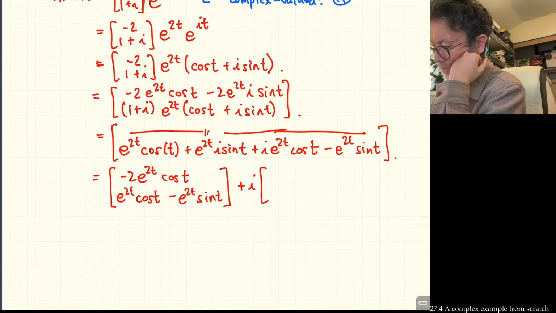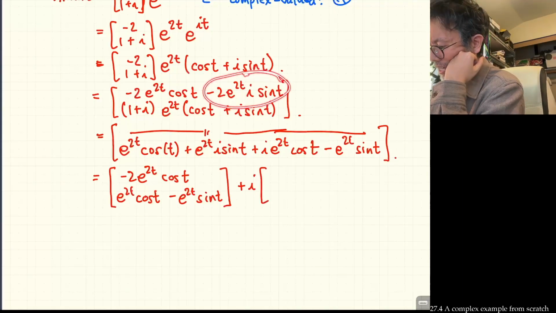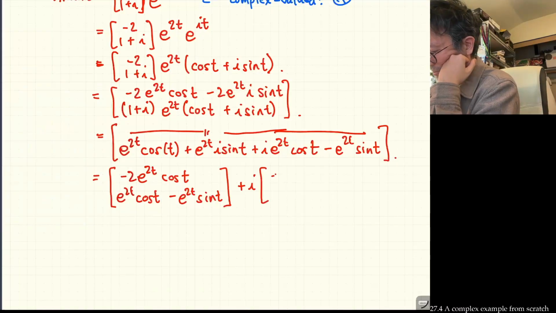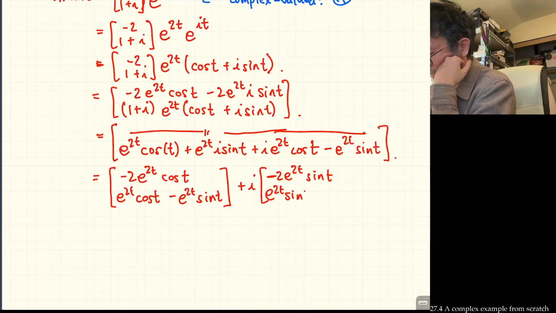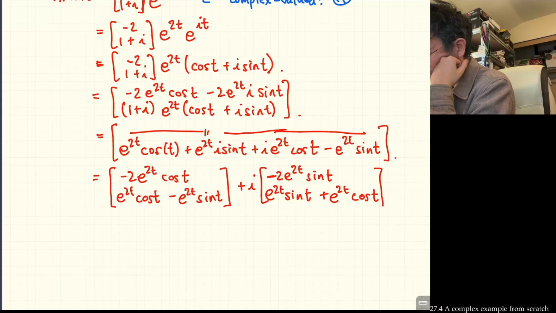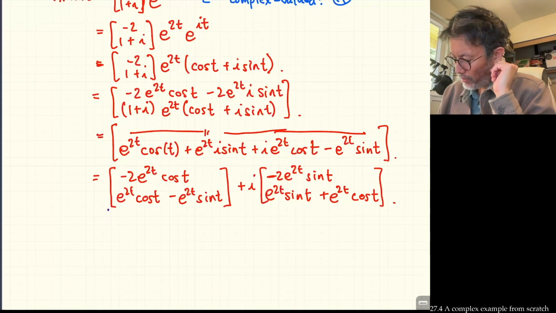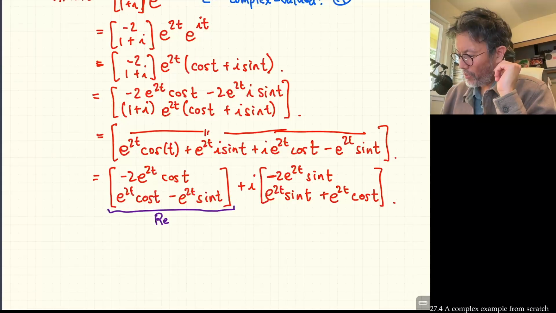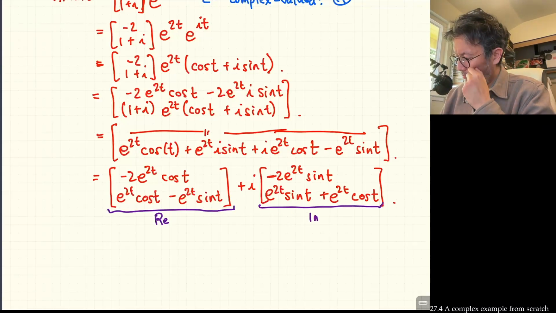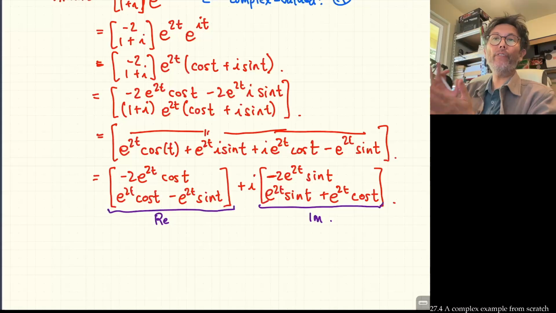Now I look at the imaginary bits. The imaginary bit here is this one. I factor out the I, so what I'm left with is negative 2e to the 2t sine t. And then down here, I've got this bit and that bit there. They both go in the imaginary part. So I have e to the 2t sine t plus e to the 2t cosine t. Okay? So what I've got now is the real part and the imaginary part. And those are themselves real valued solutions.